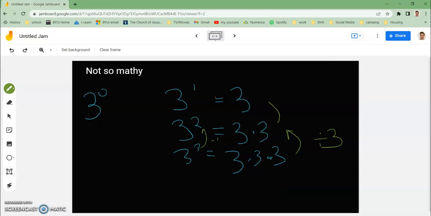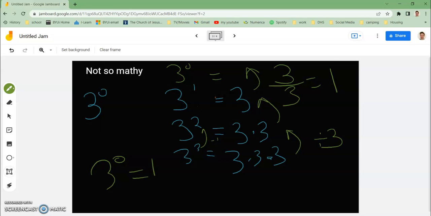So now we do it again. Divide by 3. Oh, and now when we go backwards right here, 3 to the 0 power, that should be now 3 divided by 3. Oh, and that actually equals 1. And that's actually the reason why 3 to the 0 equals 1. Or any number to the 0 is 1.